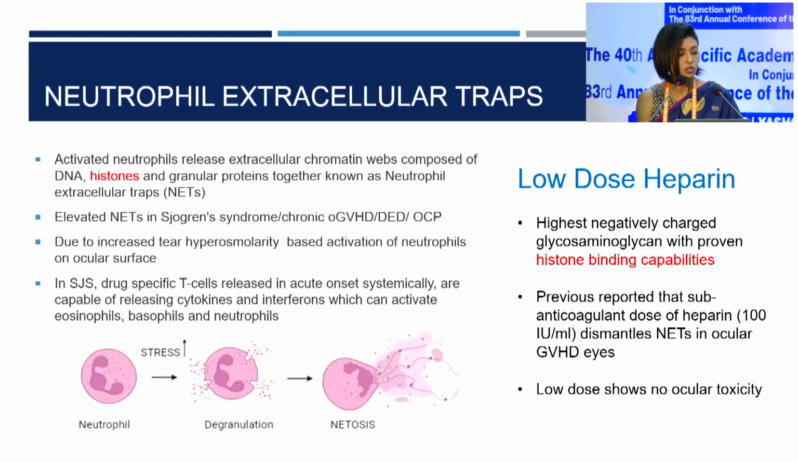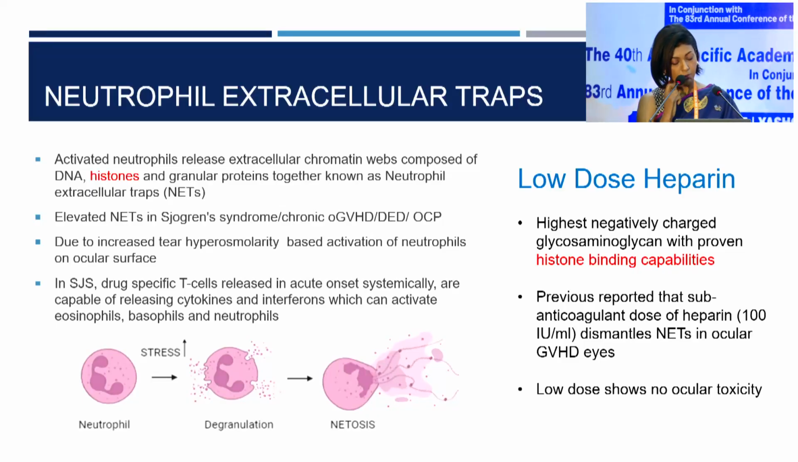In Stevens-Johnson syndrome, drug-specific T cells released systemically in the acute onset are capable of releasing cytokines and interferons which can activate eosinophils, basophils, and neutrophils. Low-dose heparin is the most highly negatively charged glycosaminoglycan with proven histone binding capabilities. We have chosen this molecule for this reason. It has a high negative charge and can easily bind to NETs, which are a very positively charged entity.